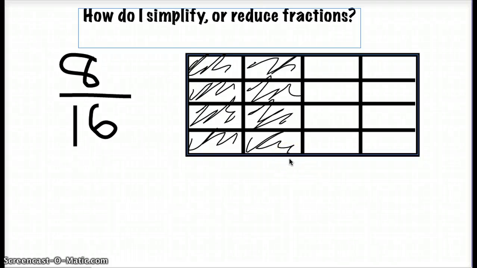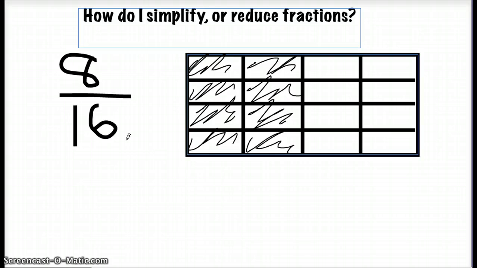Another really important thing you need to know when working with fractions is how to simplify or reduce them. So we're going to look at a similar fraction that we've seen already today, and that would be 8/16. Here it is represented in a model. Now I know that this fraction is not simplified because they're still sharing more than one factor.